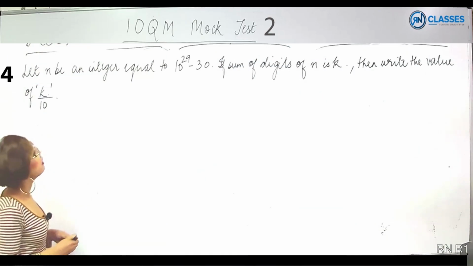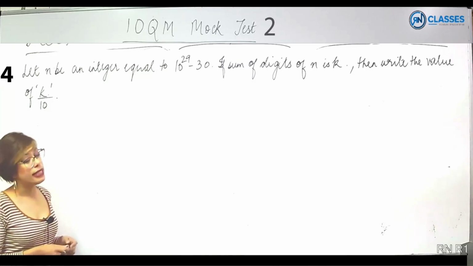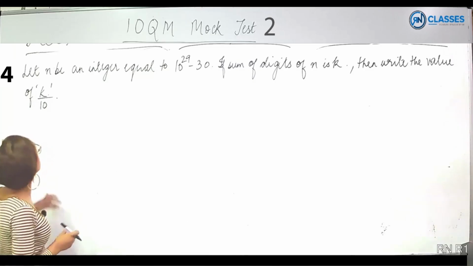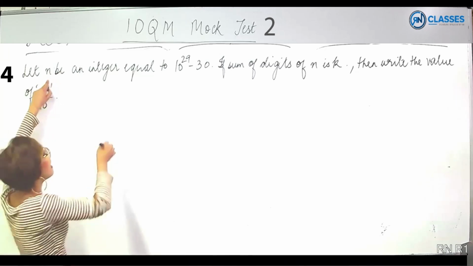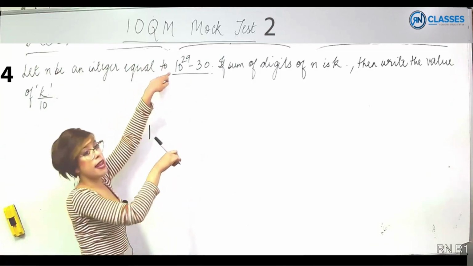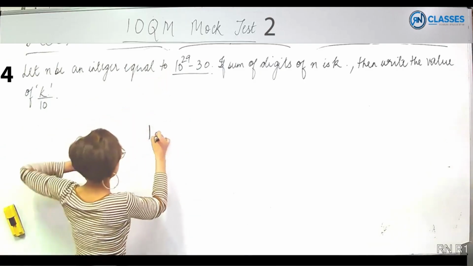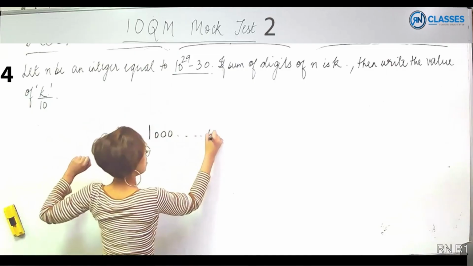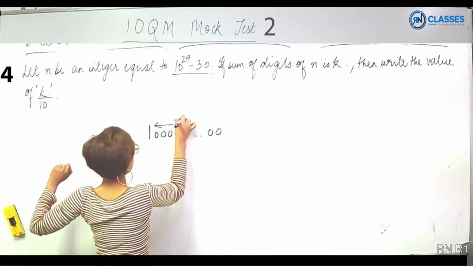Alright, on to the next one. Now, this was one question which was quite easy, so let's just quickly discuss it. Now, he says let n be an integer equal to this. So, this is nothing but 1 followed by how many zeros? 29 zeros. So, these are 29 in number.